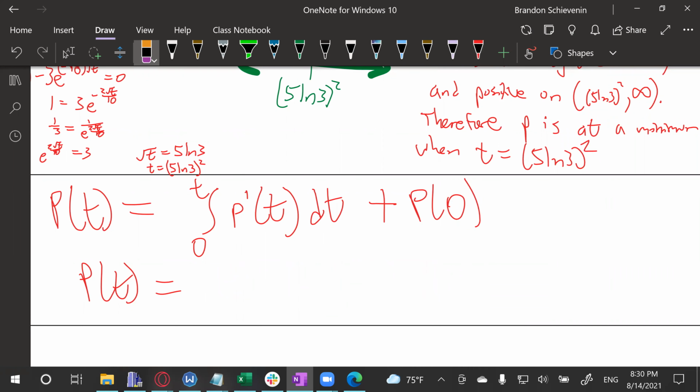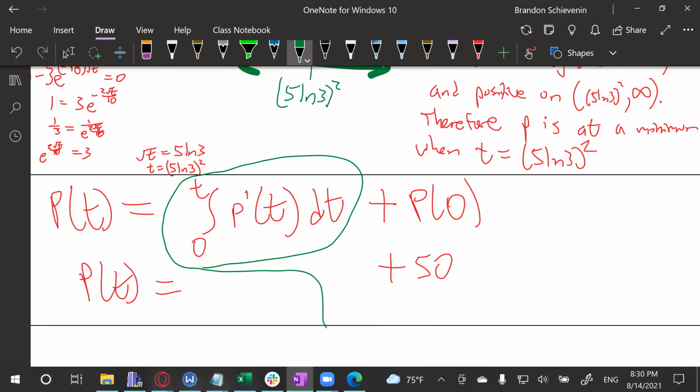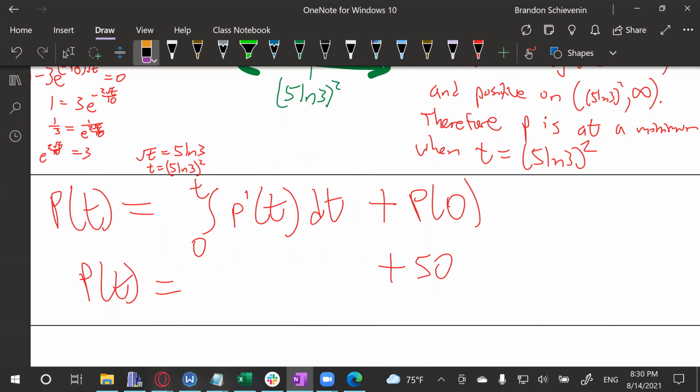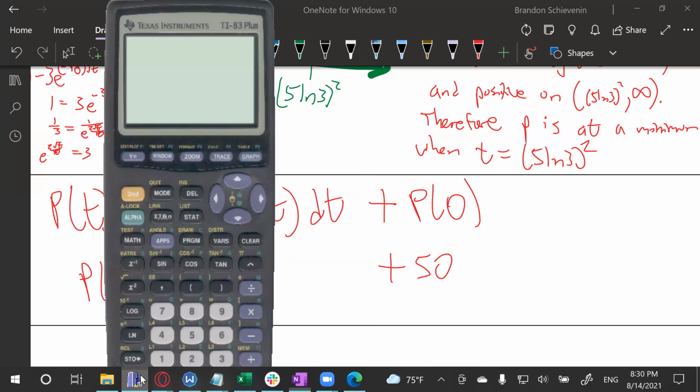I need to integrate P prime of t from 0 to t and then add P at 0. We know P at 0 was already given as 50 gallons. This part, here in green, I'm going to have to get by plugging this into our graphing calculator. So I'll go ahead and do that.